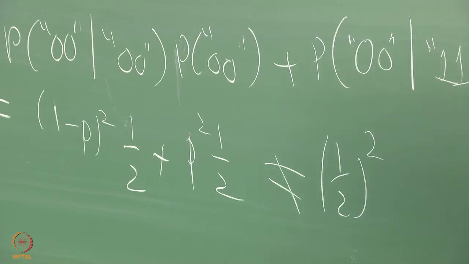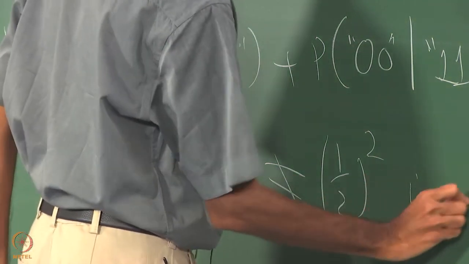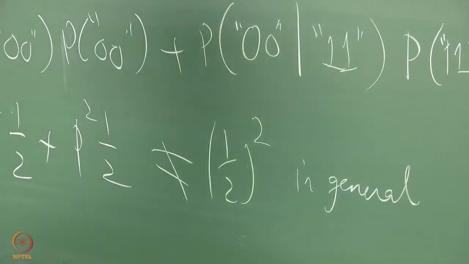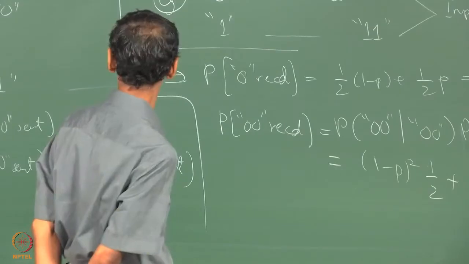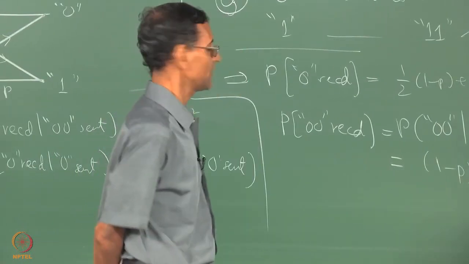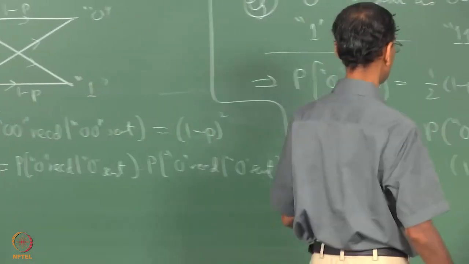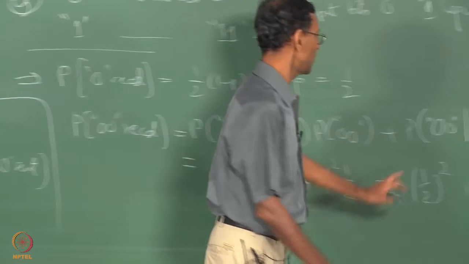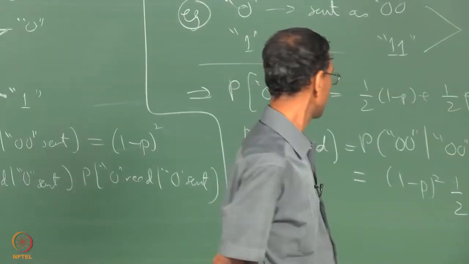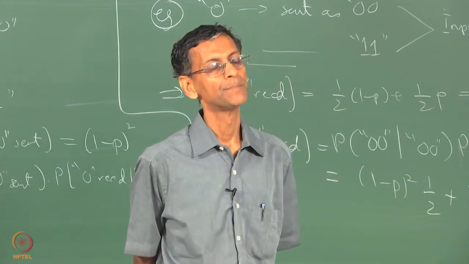In general, it is not equal to this, especially if p is high, right. You would like this p to be very close to 0 actually, right. So if you are allowing a small value of p, for example, you can easily see that this is not going to be half squared. In fact, if p is very small, it will be close to half, not half squared, right.